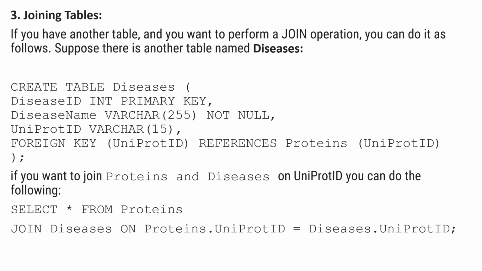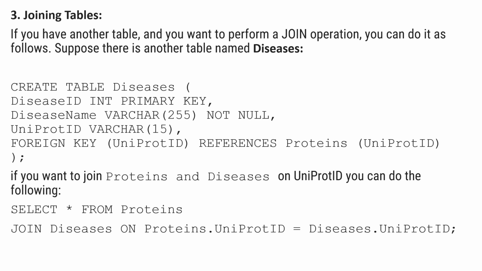Then the next is joining tables. If you have another table and you want to perform a join operation, you can do it as follows. Suppose there is another table called diseases. First, let's create a table diseases. So to create a table diseases, just like before, you type the create table command and you put the name. The table name is diseases. Then you open the brackets and close the brackets with the semicolon to end it.